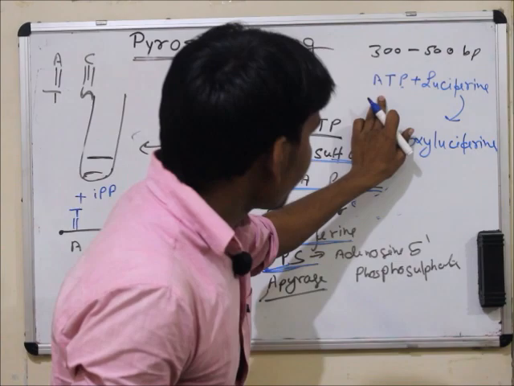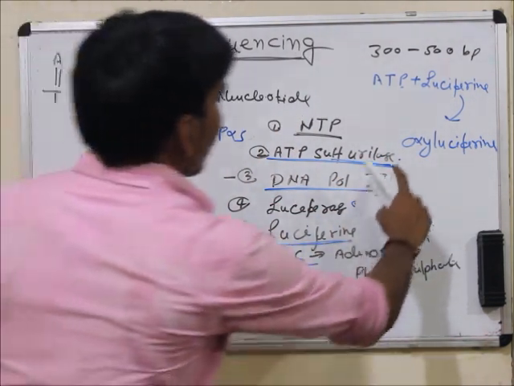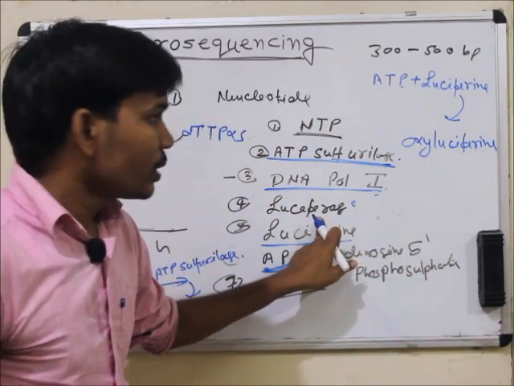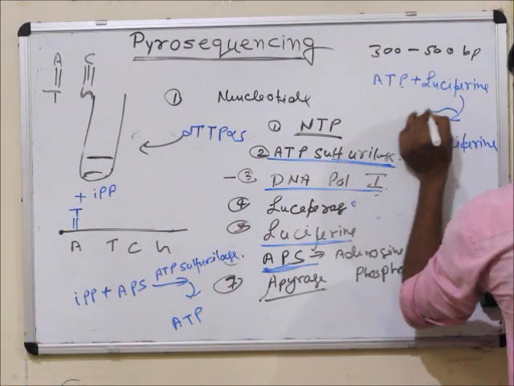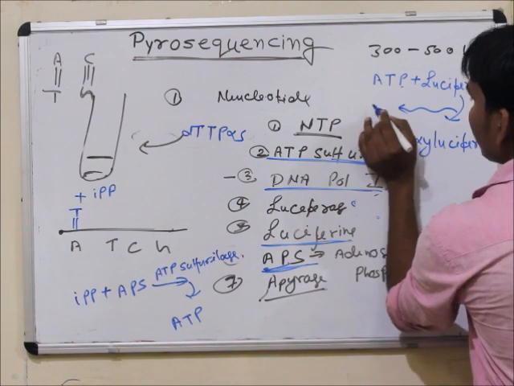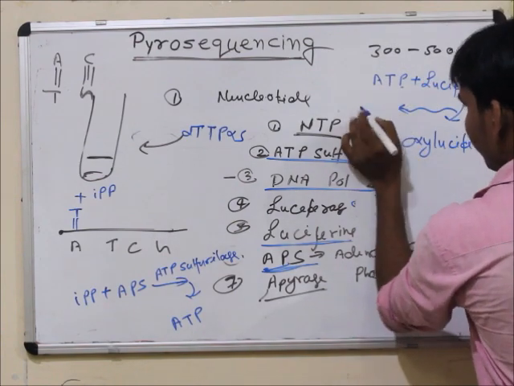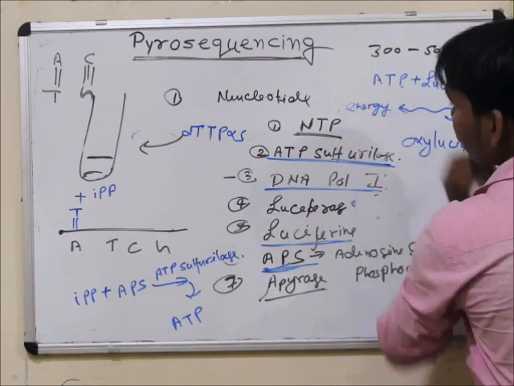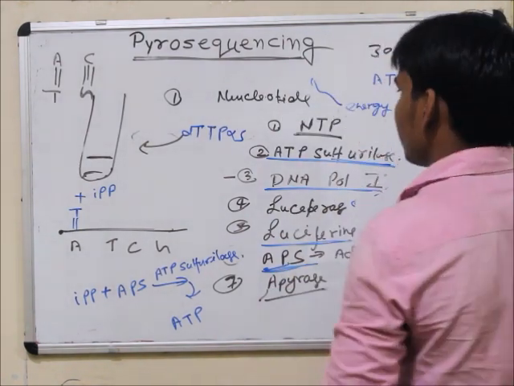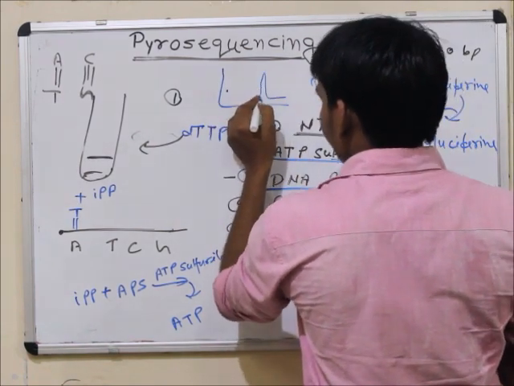There is ATP plus luciferin. Luciferin is converted into oxyluciferin in the presence of luciferase enzyme. Then there is release of energy or light, and this light will be detected by the system.